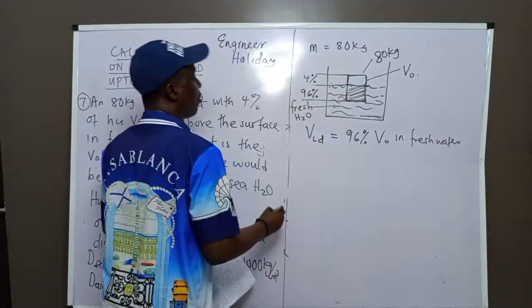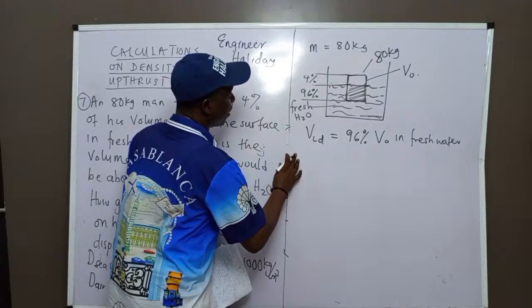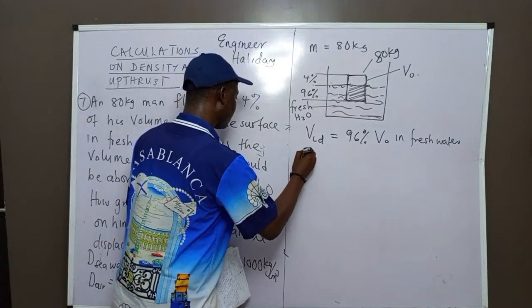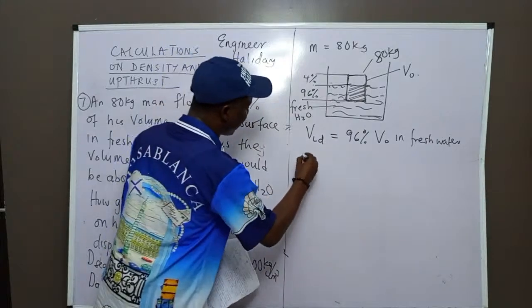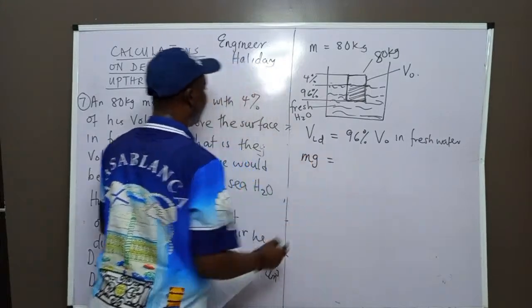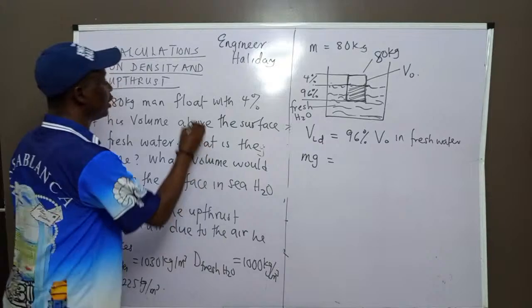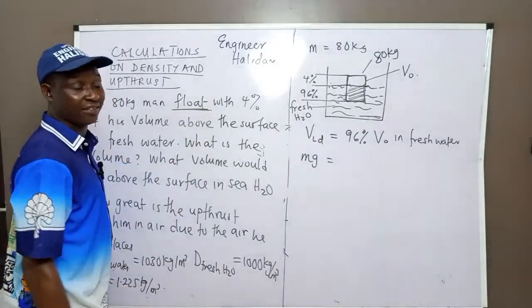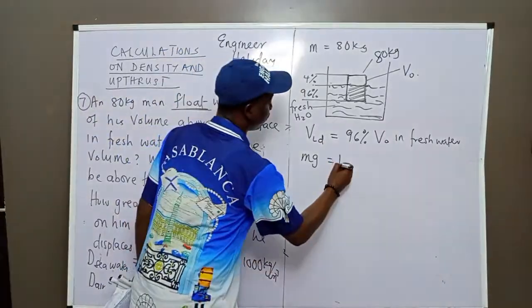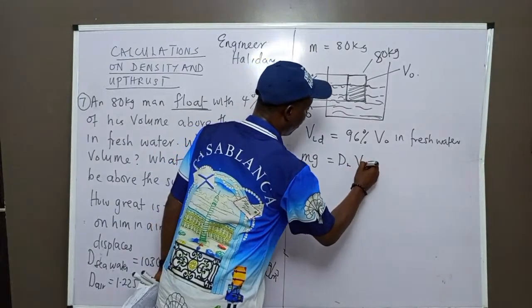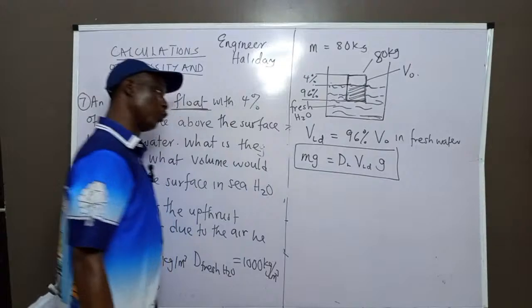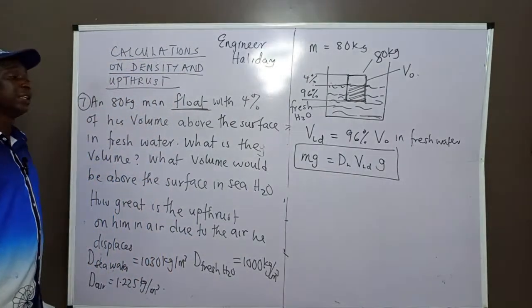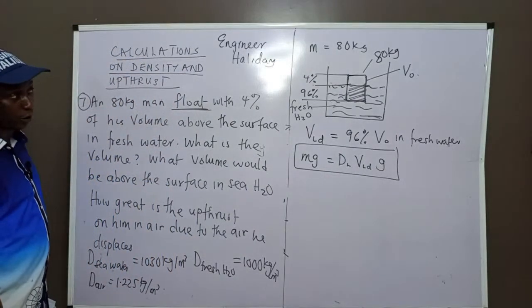So what is the formula we're going to use now? We are looking for the mass of the object times gravity, because they use the word float. And since float has come in, it is equal to the density of liquid, times the volume of liquid displaced, times gravity. This is the principle of flotation. Anytime a body floats, that is the formula to use. Please take note of that.